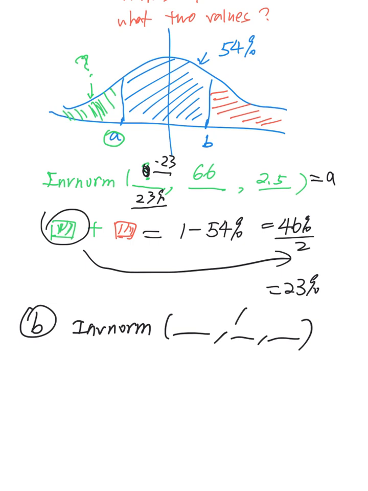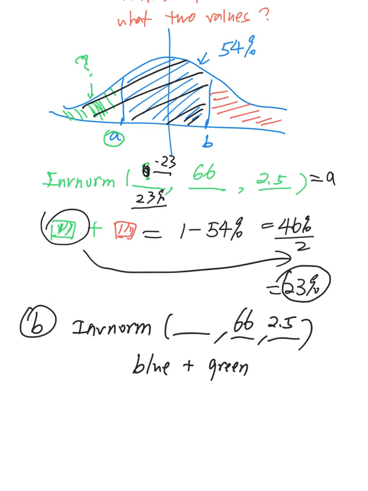My second input is 66, my third input 2.5. And for my first input, I need to find the area to the left of B, right? The area to the left of B is equal to the blue color part plus the green color part. The green color part is 23%. The blue color part is 54%. So we can calculate the first input will be 23 plus 54, which is 77%.